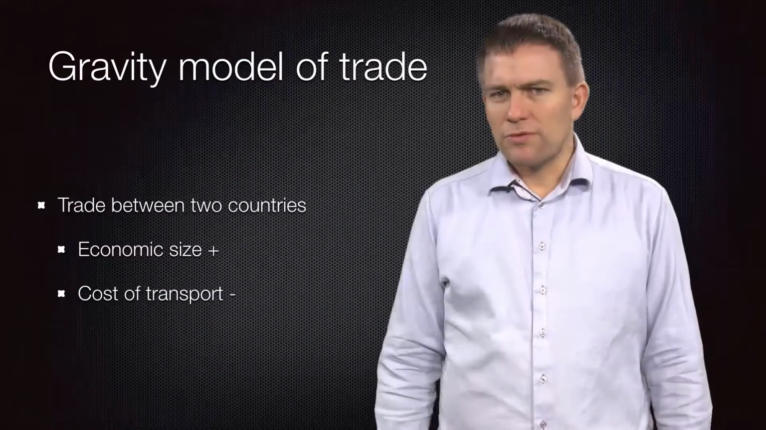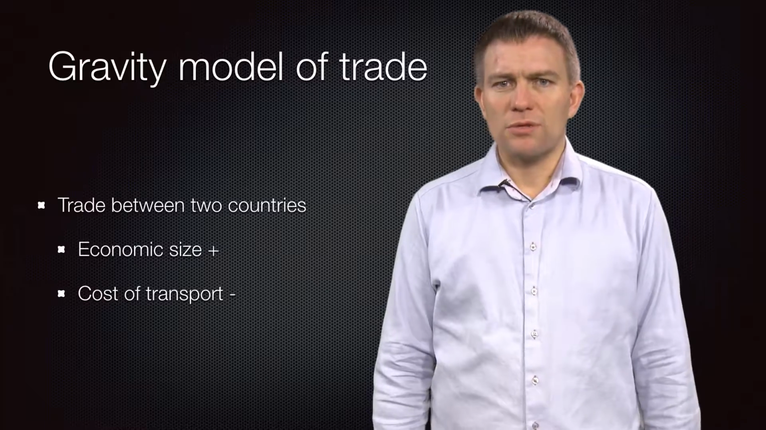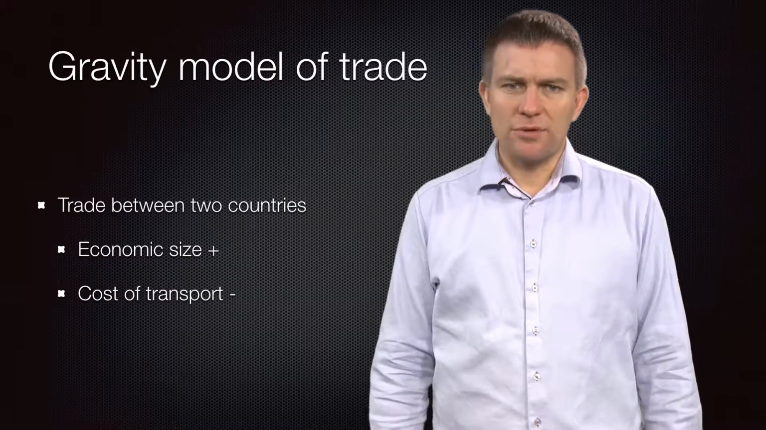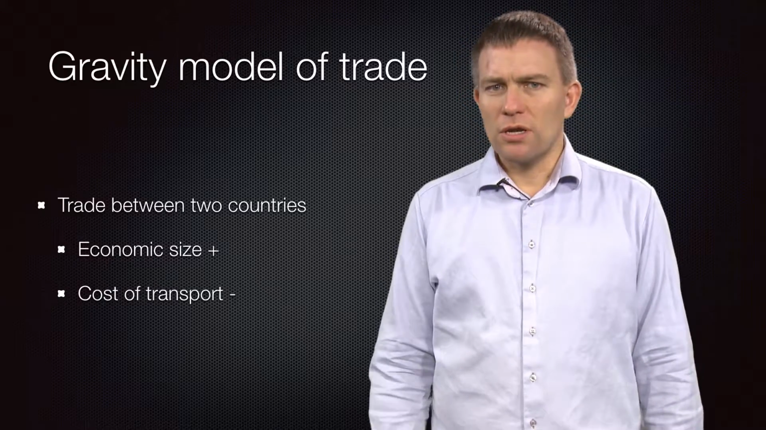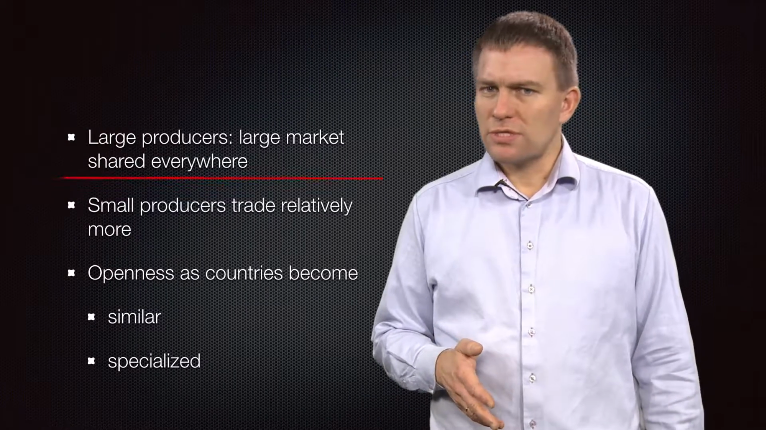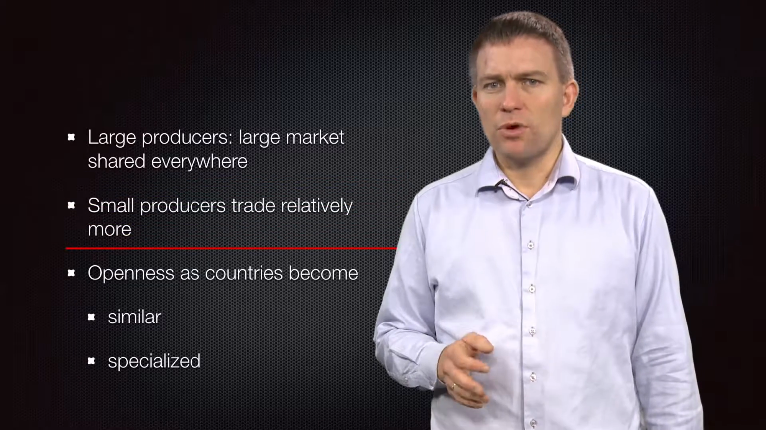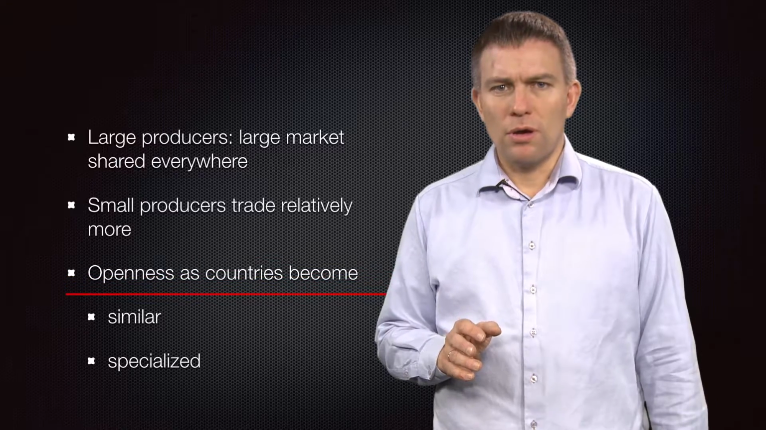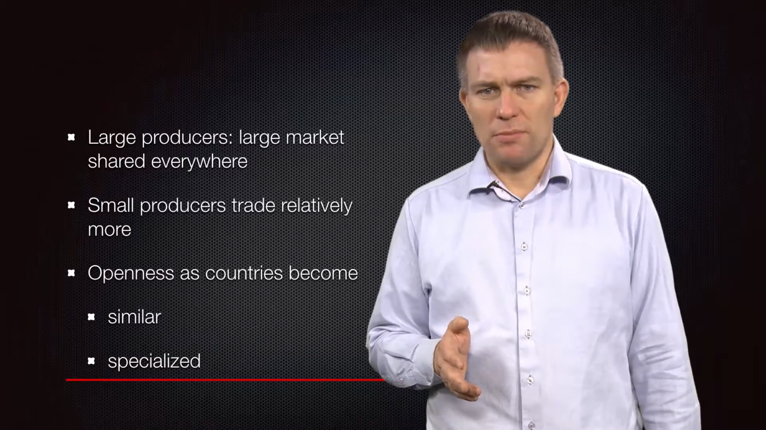The standard model of trade between countries is the gravity model. According to this model, trade between two countries increases with economic size and decreases proportionally with the cost of transportation between two countries. The model provides several insights of relevance to us. Large producers have large market share everywhere. Small producers trade relatively more with the rest of the world. The world becomes more open the more similar in size and the more specialized the countries become.